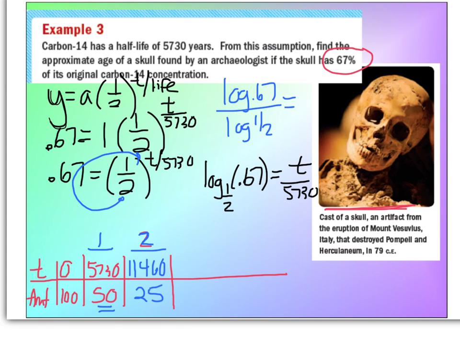Now to get t by itself, we're just going to multiply both sides here by the 5730. And when you simplify that value, you're going to end up getting that t is equal to 3,310.60 years. So if you were the archaeologist in this case and you discovered this skull, you would have realized that it is 3,310 years old, which is a pretty awesome discovery.